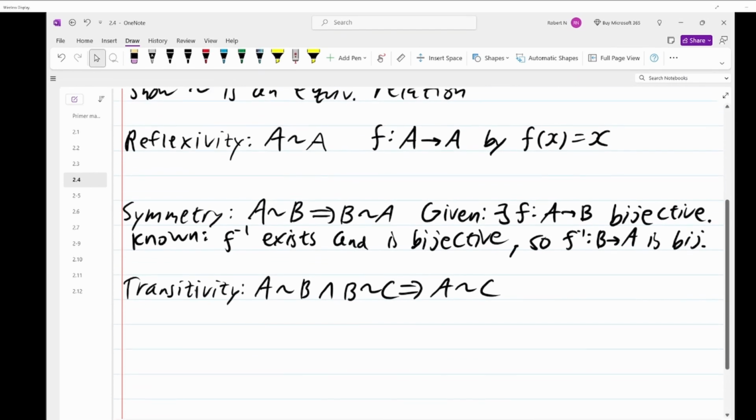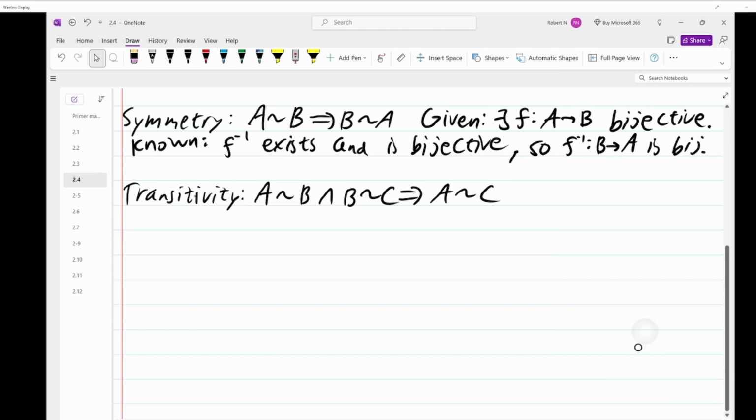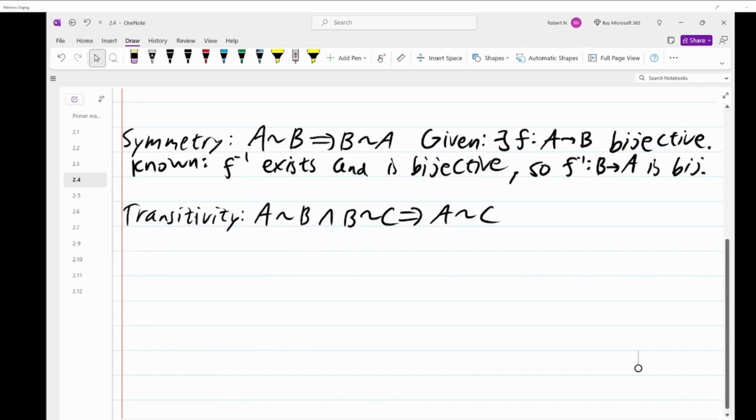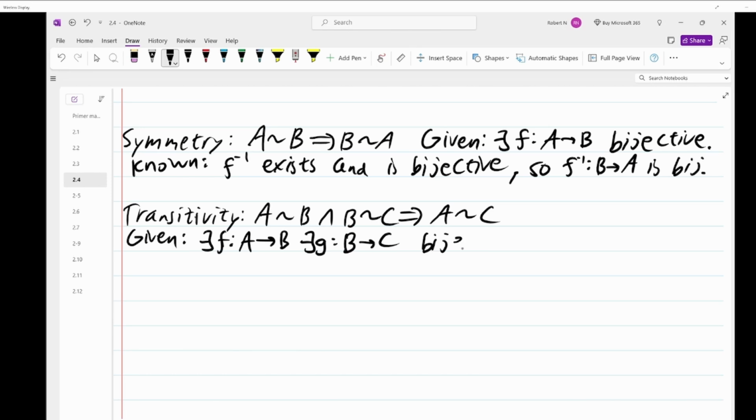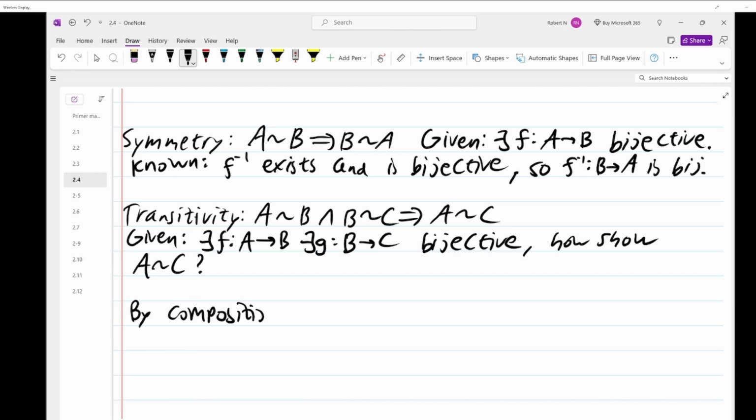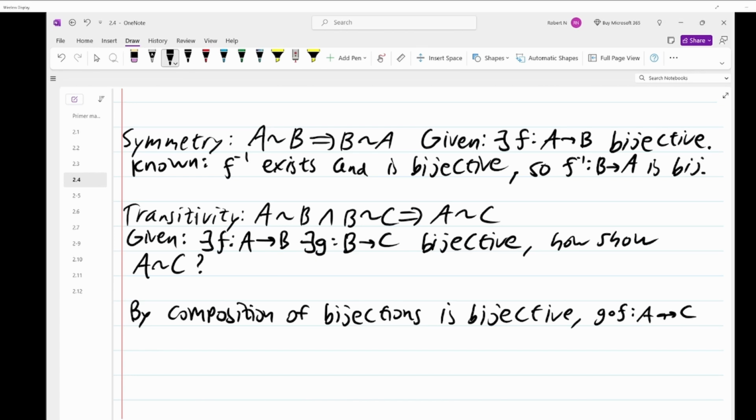Okay, transitivity. So we are now to assume that my pen's eventually going to start working. So given there exists F from A to B and G from B to C that are both bijective, how do we show A is related to C? Well, one thing we know is that the composition of bijections is bijective. So G composed with F from A to C is bijective.